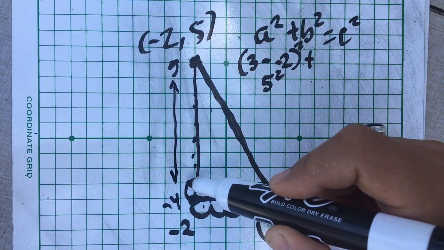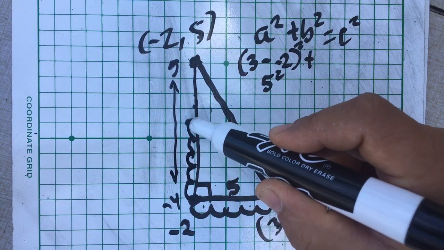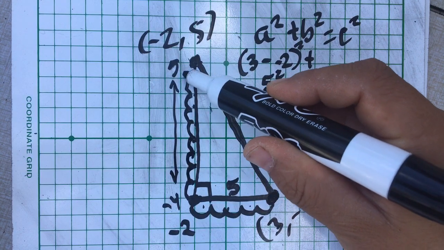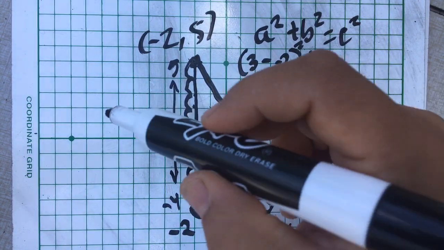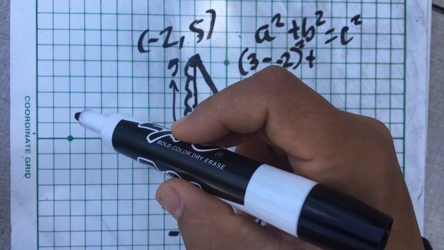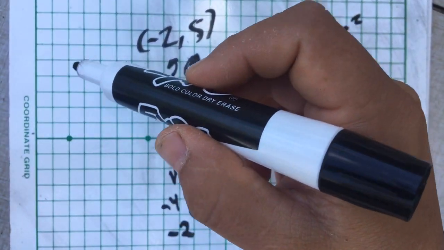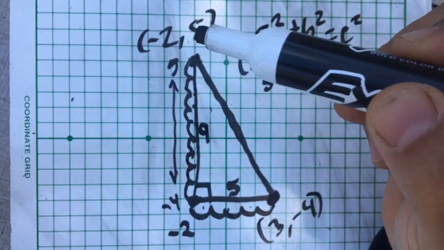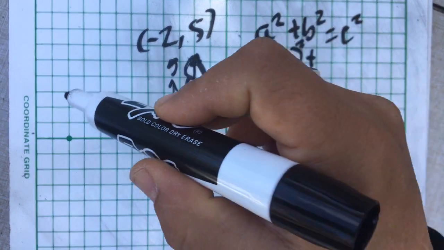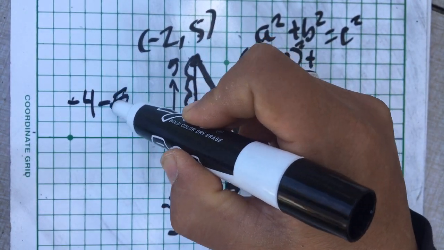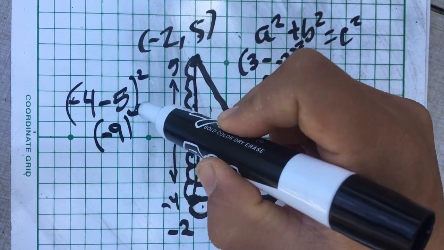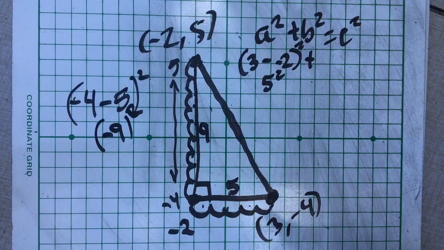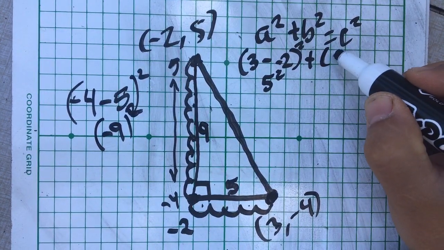Now I could count it, 1, 2, 3, 4, 5, 6, 7, 8, 9. I could call this 9, but really I have to show the math. I have to be able to show that this is 5. Actually this would be -4 minus 5, which gives me -9. Now don't worry about the negatives. The negatives don't really apply.